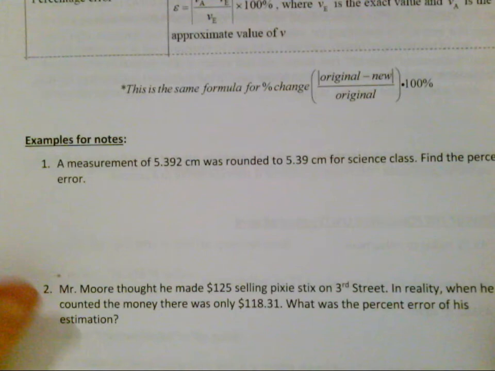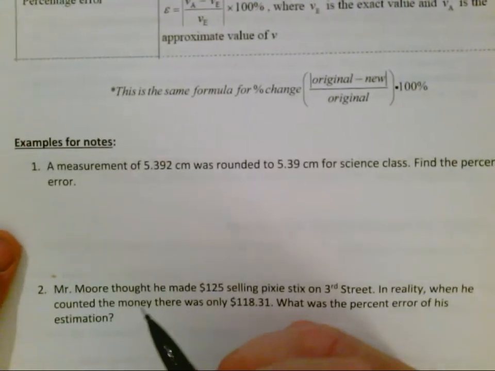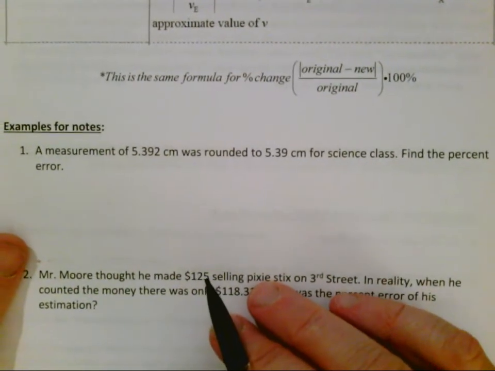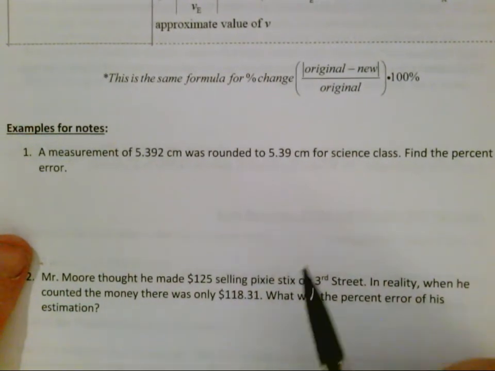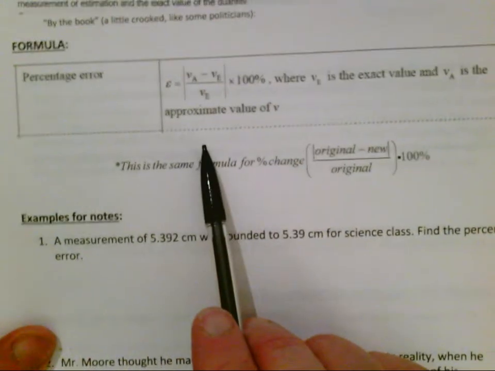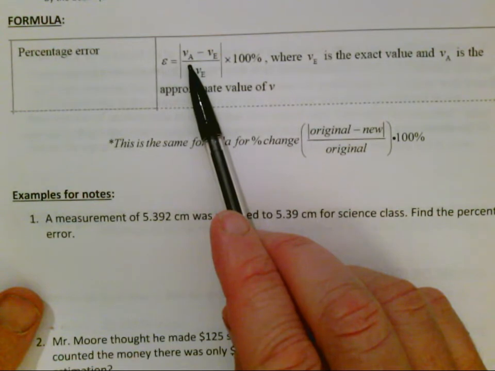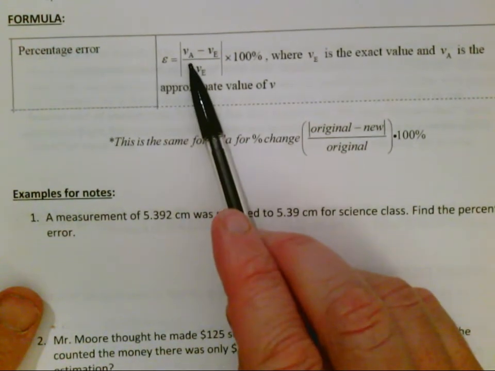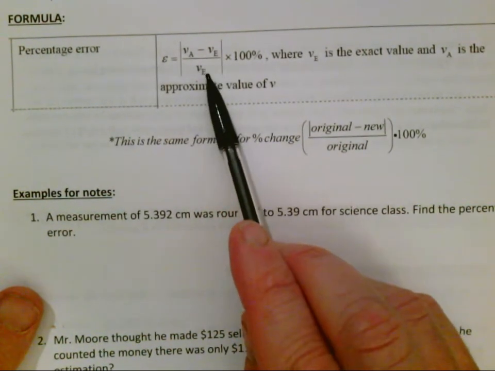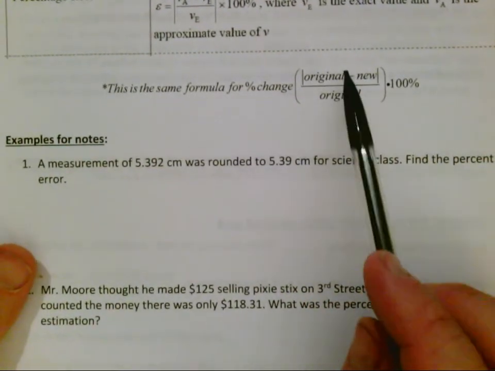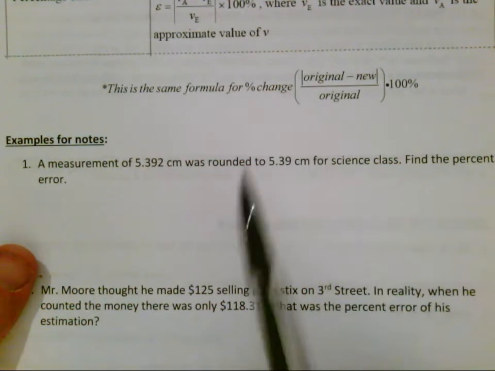Video is about how to find percent error, a very practical use. You may have done this in science. There's a formula that is given on your formula sheet for percent error, and it's the approximate value minus the exact value over the exact. The other way you might see this for percent change is the original minus the new over the original.